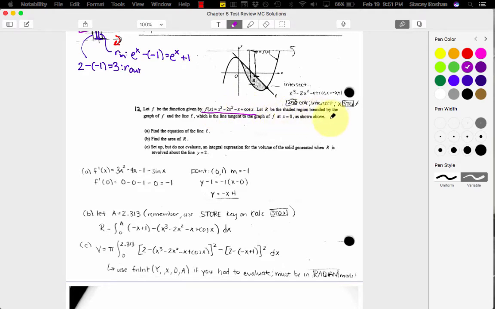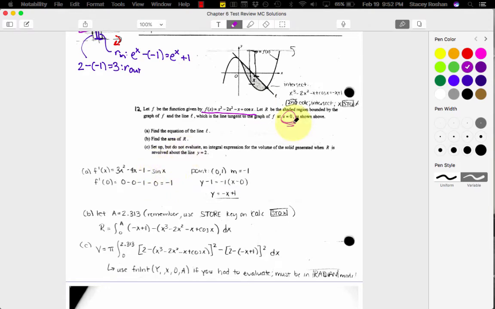Let R be the shaded region bounded by f and the line L, which is a line tangent to the graph of f at x equals 0. So it's tangent at x equals 0. Tangent, let's take a derivative. And at x equals 0, let's find it at 0. So if I take the derivative, I get 3x squared minus 4x minus 1. And the derivative of cosine is a bad sign, so minus sine x.